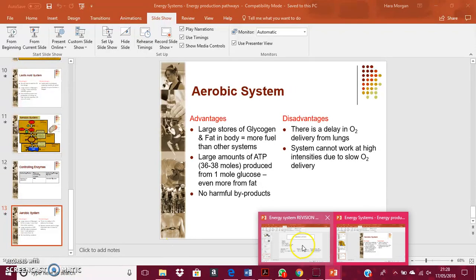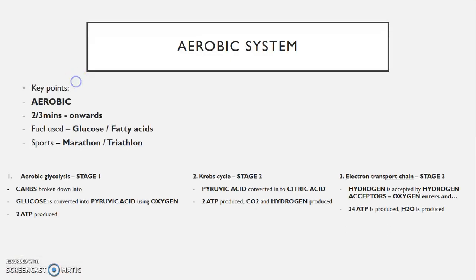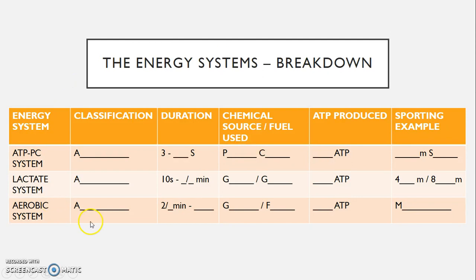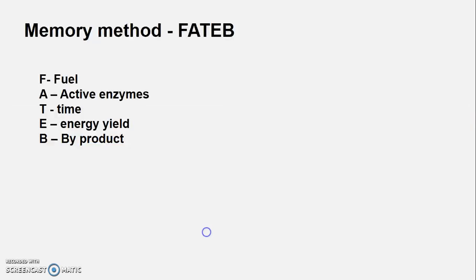Now, due to time, guys, I'm going to have to rush through this. I want you to pause this and give this a go. Okay, this is what you should be having. I want you just to go through that on your own. I don't have to read it out for you. You can all read, you can all see that. Okay, so the memory method to use to remember what you need to discuss when it's talking about the energy systems is FATEB. Remember, fuel, active enzymes, time, energy yield, byproduct.